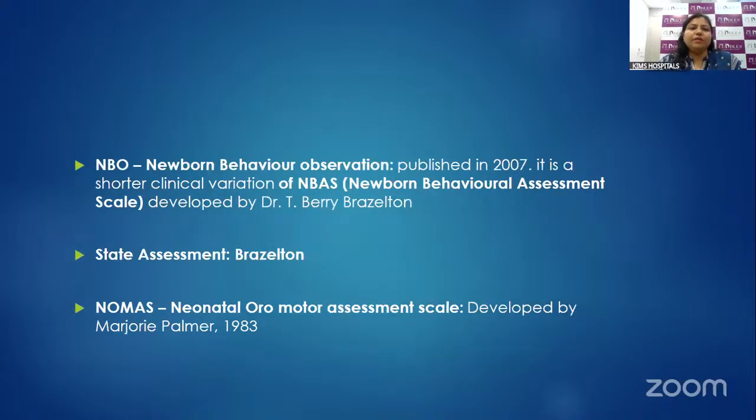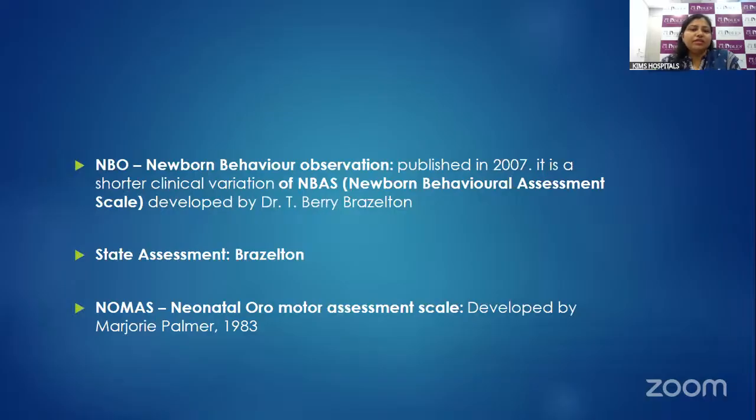So next is the NBO, which is purely on behavior. Newborn Behavioral Observation was published in 2007, and it is a shorter clinical version of the NBAS, the Newborn Behavioral Assessment Scale, which was developed by Dr. T. Berry Brazelton. So NBO is easy to perform and not that time-consuming. I will also show you how the scoring sheets are. It's very easy, and it's online also. You can get the training and all.